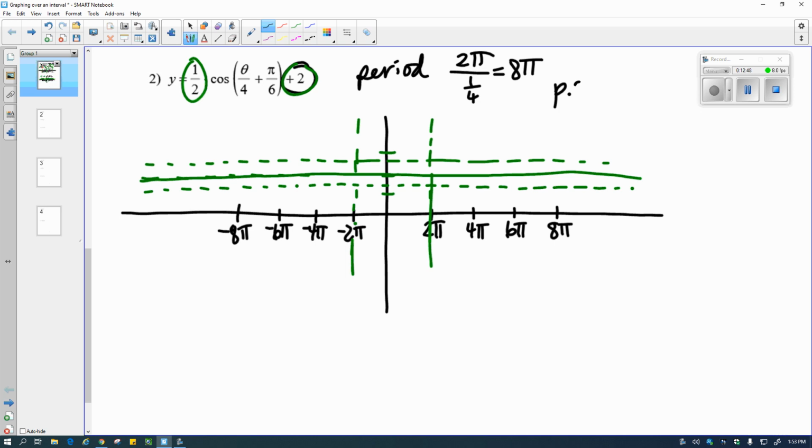So my phase shift is when theta over 4 plus pi over 6 equals 0. So that's theta over 4 equals negative pi over 6. So I'm shifting to the left. Multiply by 4 on both sides. So theta equals negative 4 pi over 6, or negative 2 pi over 3. So negative 2/3 pi is my shift. Double check and make sure I copied that down right. Everything I think looks good. So negative 2/3 pi.